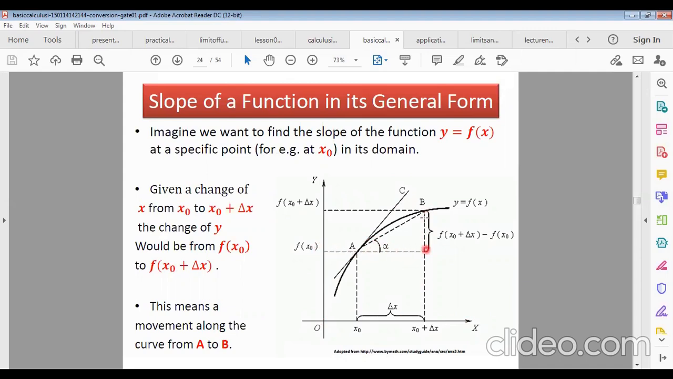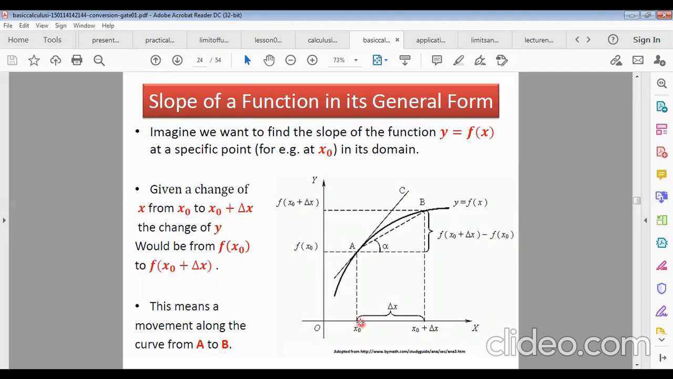So this increment can be written as the functional increment f of x naught plus del x minus f of x naught, for the increment of del x. Suppose this is x naught, and this total length is del x. So if this is x naught, then it will be x naught plus del x, for a little increment del x.